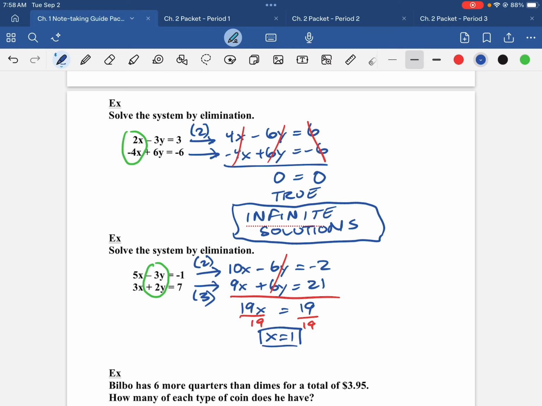Okay, and then I need to go back to one of the original equations. Doesn't matter which one. I'll use the second equation, and I'll plug in that x value here. And now I can solve this for y. So I'm going to subtract 3 from both sides. 2y equals 4, and that means y is 2.